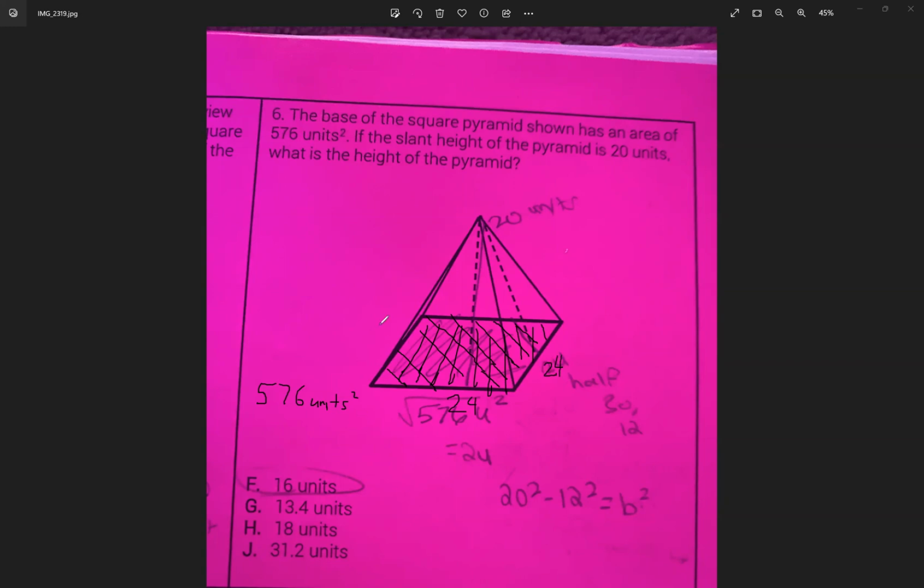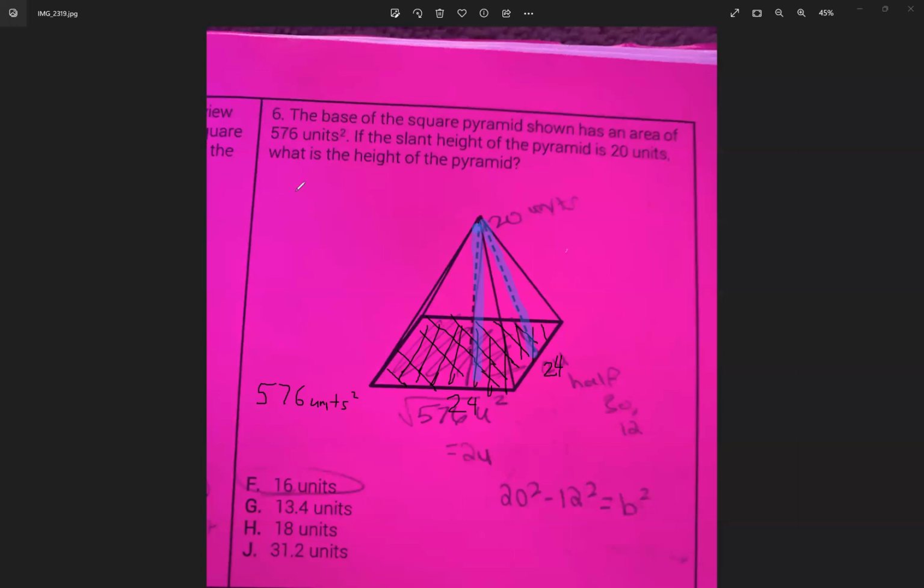Now the slant height. That means this distance right here is 20 and this distance is 20. If the slant height of the pyramid is 20 units, what is the height of the pyramid? They want to know the vertical. Oh, my bad. The slant height is this one here on the right. That's 20. But the question is, what's this height?